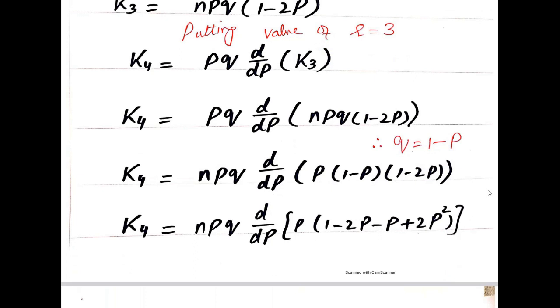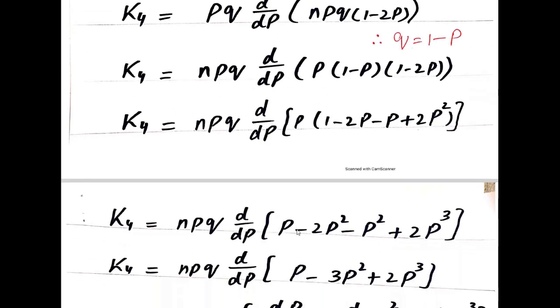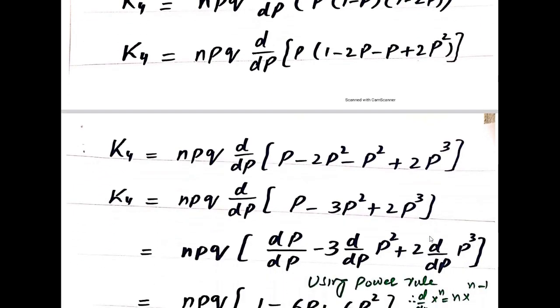Multiply p inside. First multiply these two terms with each other: 1 multiplied by 1 minus p, plus 2p square minus p into 2 plus 2p square. Then multiply p inside again: p minus 2p square minus p square plus 2p power 3. We simplify it as p minus 3p square plus 2p power 3.